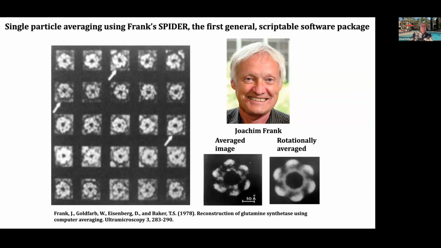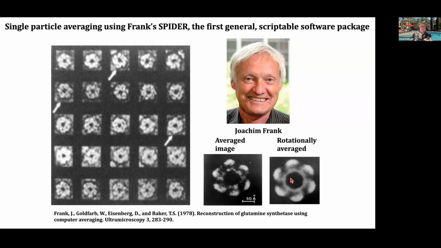During this period, Joachim Frank had decided that the future lay in work on single particles, because it was what the electron microscope was best at. It could see single particles, unlike X-ray diffraction or NMR. So here was his first attempt. He had developed this package called Spider. And here was his first attempt, taking a bunch of images in one orientation, aligning them and averaging to produce an average and a rotationally averaged image.